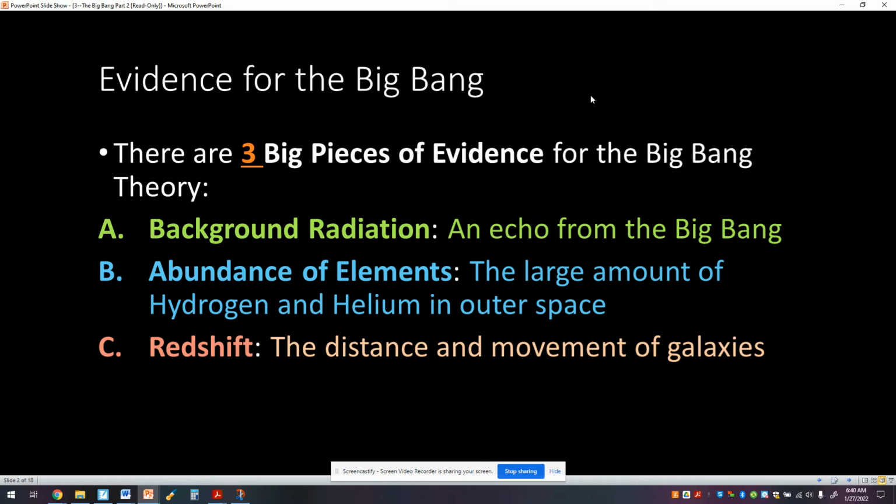So these are the 3 pieces of evidence that we'll talk about more in depth here. The first one we've mentioned already, and we've talked about this, and you've seen them in a couple of the videos here. Background radiation, that leftover radiation that we can hear sometimes and see that we theorize is left over from the Big Bang.